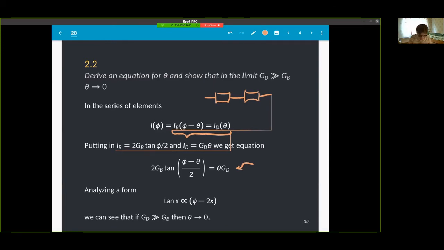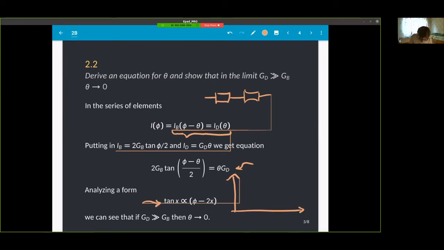Fortunately, it's possible to consider each part of the equation separately. Let's write it accurately. We have 2 GB GD tangent x, where x is this quantity, and let's denote it by x is phi minus 2x. So let's draw. We know how the tangent looks, and we know how the linear function looks. So let's draw each of these as a function of x. We have a tangent which goes to infinity at pi over 2, and we have a linear function which goes downward.